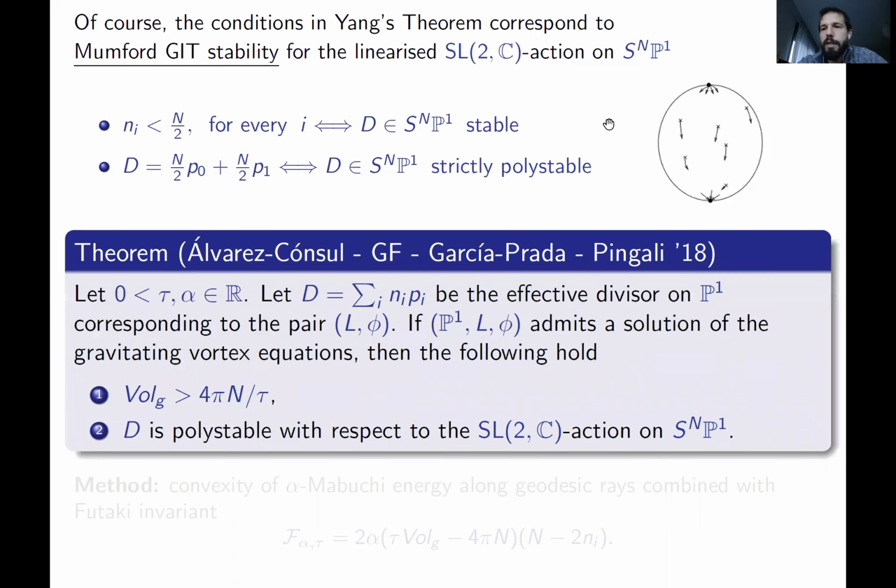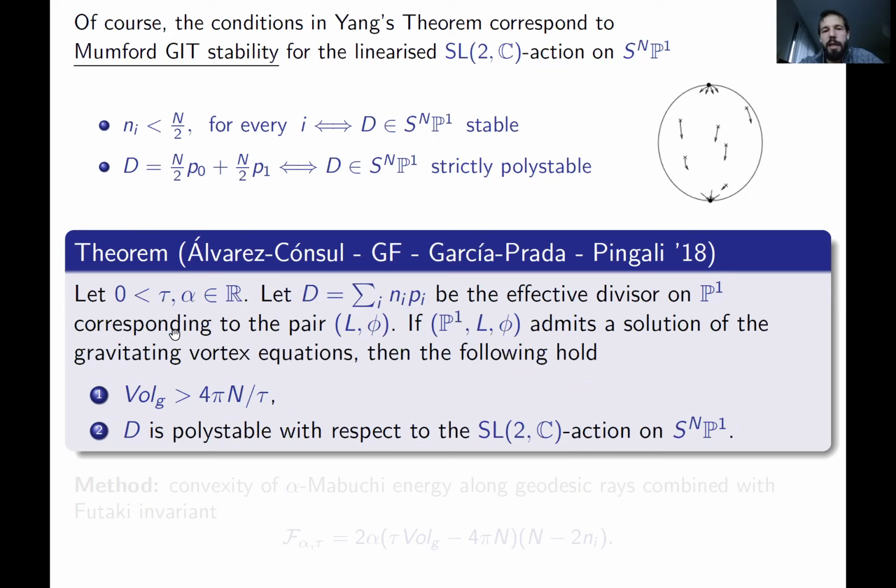Then it is natural to ask if there is a converse. And we proved this in a paper, the paper that I mentioned before, recently published. And this is a statement. So if you have constants alpha and tau positive, and you have the divisor corresponding to P1 and the section, if P1, L, phi admits a solution of the gravitating vortex equations, then the following holds.